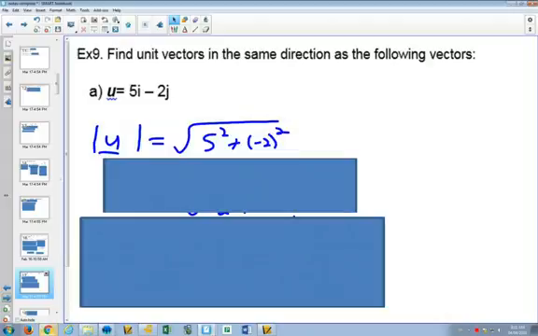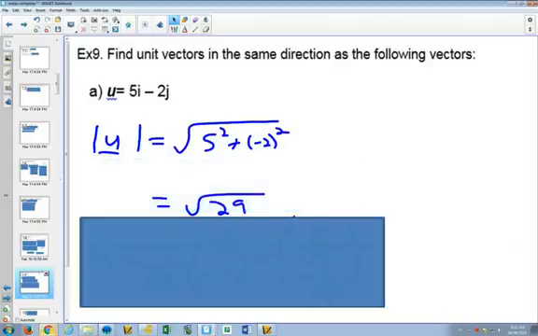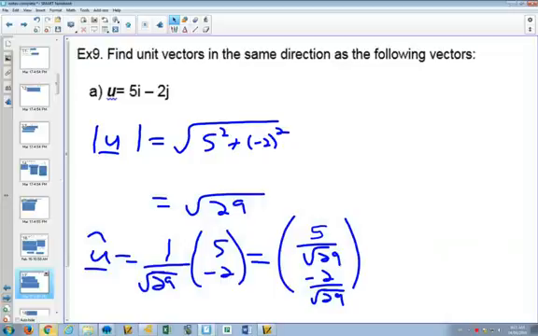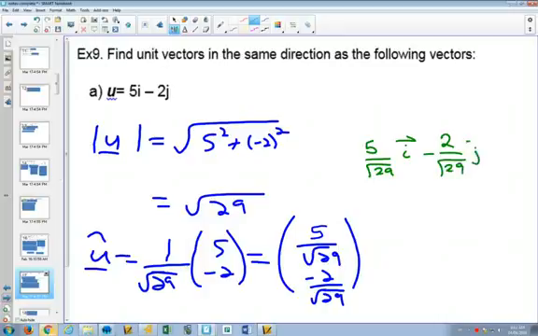So you can check how you did on that first one. Find the length to be square root of 29. Then you can write your unit vector as 1 over the square root of 29 times the vector you started with, 5, negative 2. You could also have written it in unit vector form.